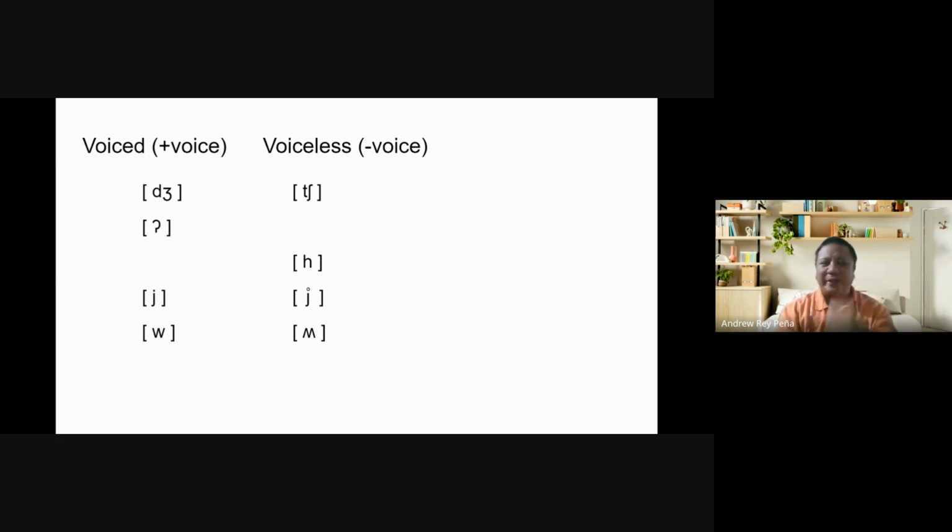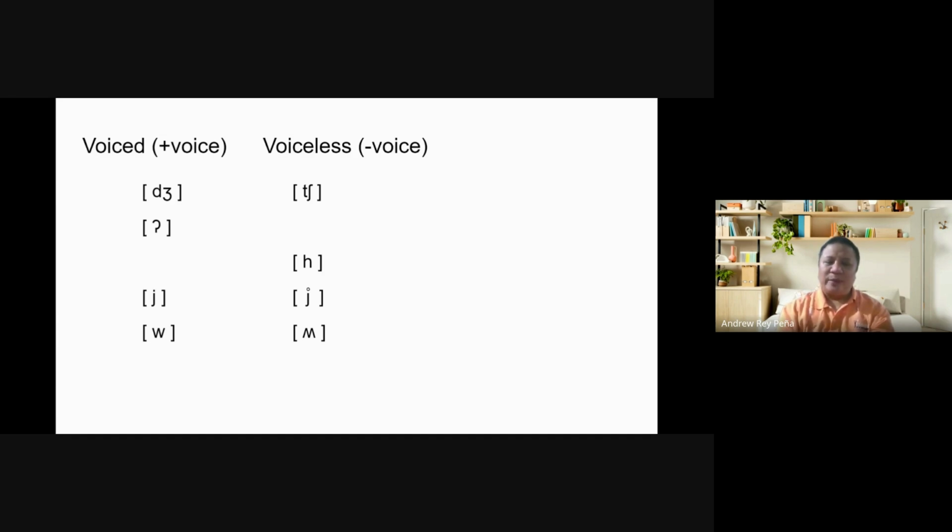Now we have another glottal, but this one is a fricative. We have the sound represented usually by the letter H. It's glottal and it's a fricative. It's voiceless and it's a fricative and it is voiceless.